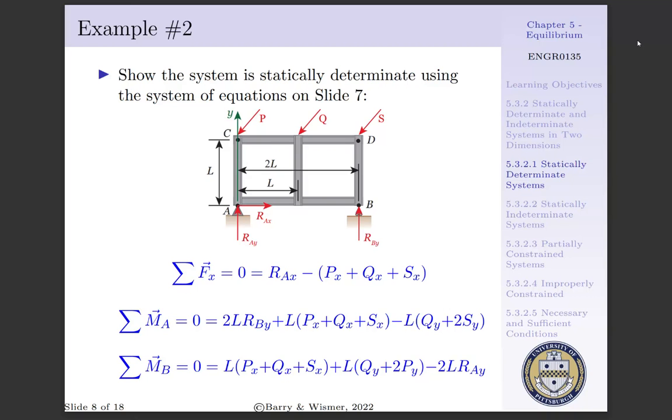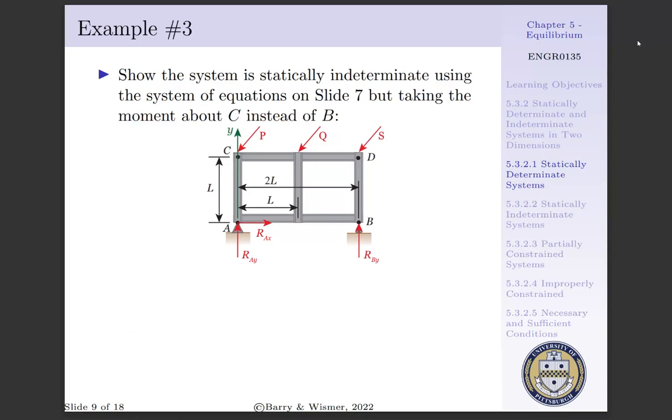Now, if we take our summation of moments about point B and set this equal to 0, we see that Px, Qx, and Sx act on a moment arm of L, creating a counterclockwise rotational tendency. Qy acts on a moment arm of L, and Py acts on a moment arm of 2L, creating a counterclockwise rotational tendency, and Ray acts on a moment arm of 2L, creating a clockwise rotational tendency. Thus, our summation of moments about point B set equal to 0 gives us L times the quantity Px plus Qx plus Sx plus L times the quantity Qy plus 2Py minus 2L times Ray is equal to 0, and thus we can solve for Ray. We see we can solve for Rax, RBY, and Ray all independently using our given equilibrium equations.